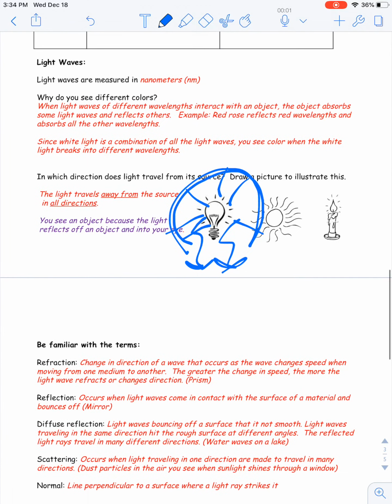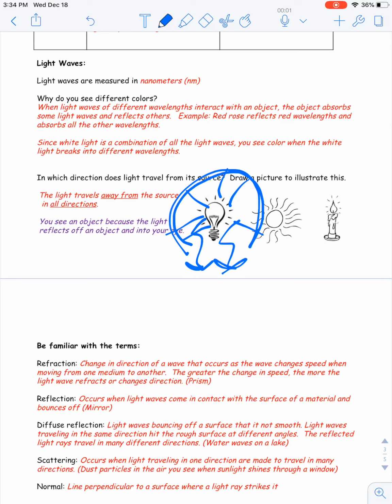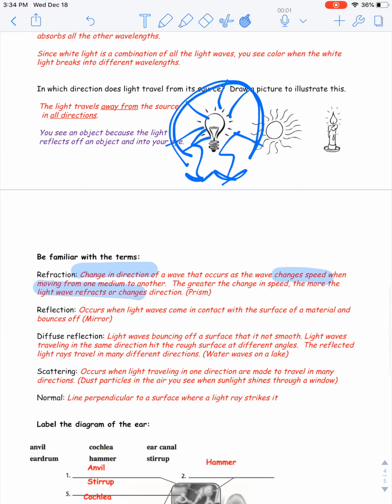These terms, when it says be familiar with, it's kind of just like the definitions. Refraction: we know that we change direction because you are changing the speed as you change the medium. Reflection is those light waves that come in contact with the surface of the material and they bounce back off, like a mirror or aluminum foil, chrome of a car.